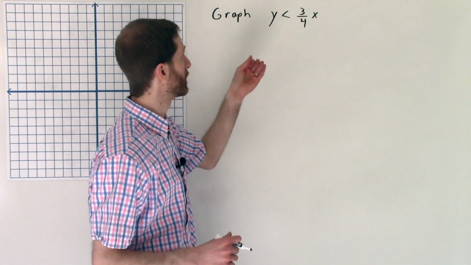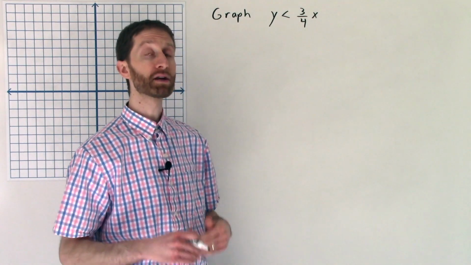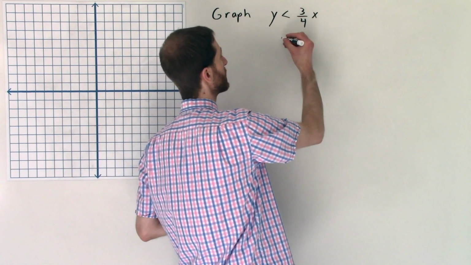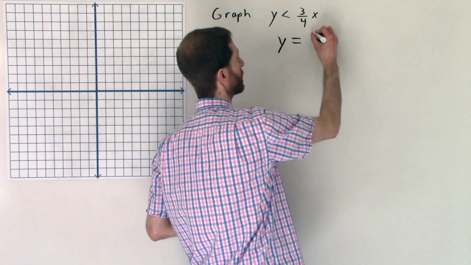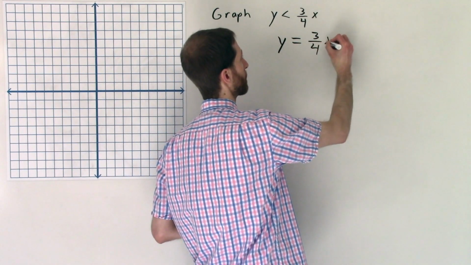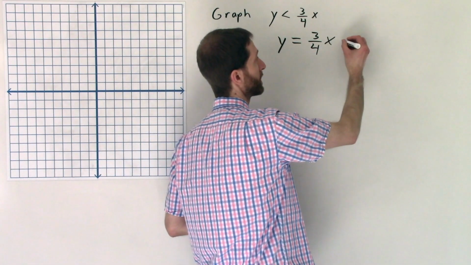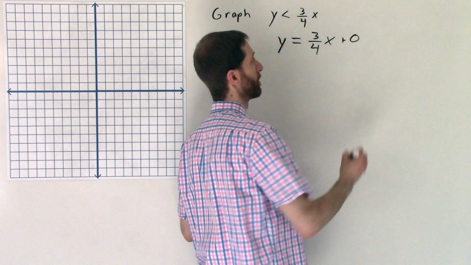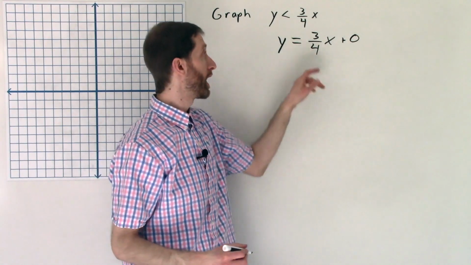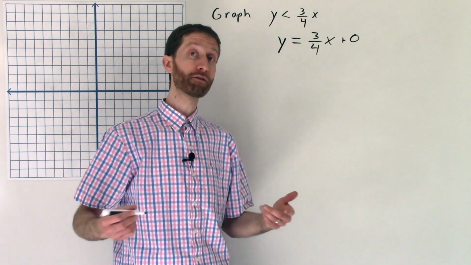Remember from the first video that you went over with graphing linear inequalities, the first thing we do is we're basically visualizing this as y equals 3/4 x. Well, let's draw out that boundary. So this has a y-intercept of technically 0, right? It's like you've got plus 0 over there. So your y-intercept is 0, and you're going to rise 3 and run 4.